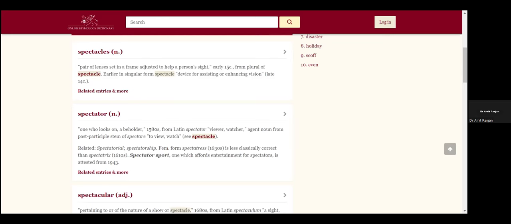So let us write a grammatically bad sentence. Sunil went to his, and we'll also write the wrong spelling and also miss the apostrophe. Let's see what it does. So let's go to the grammar checker.